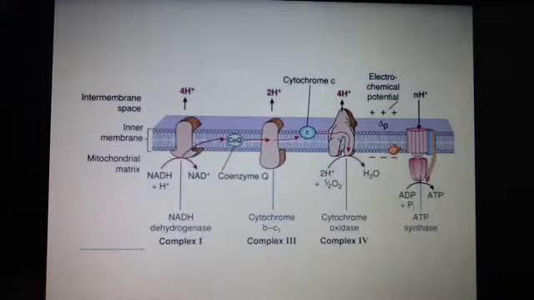Anyway, as we are generating a lot of electrons here, we're not actually making any ATP yet. This will happen when we get to the ATP synthase.